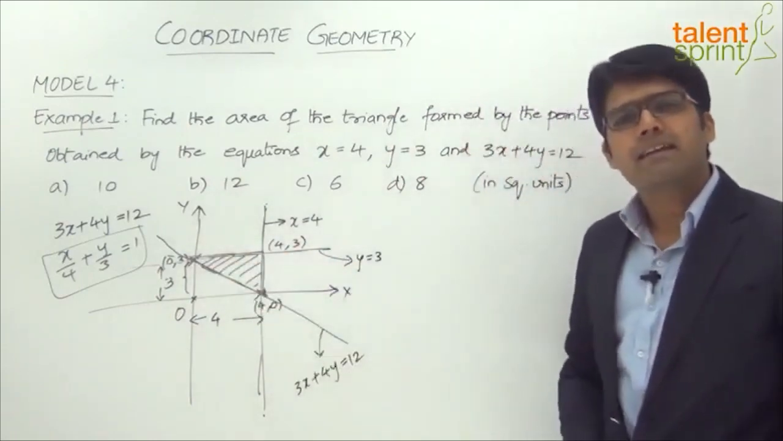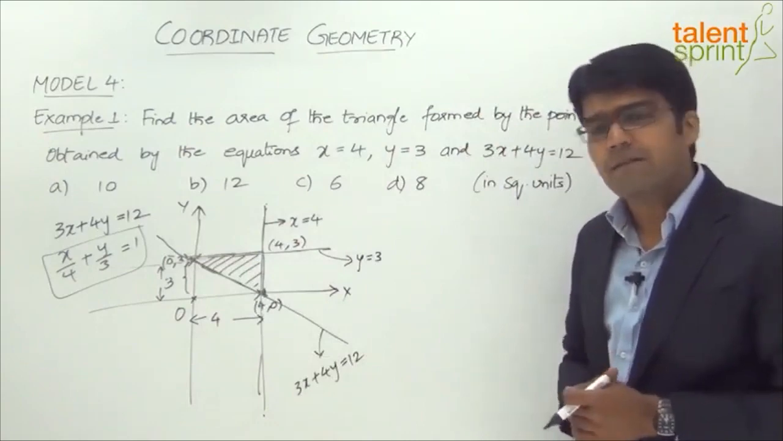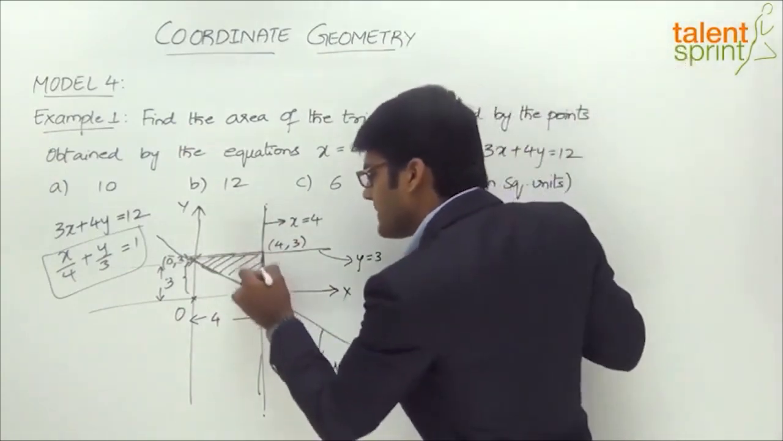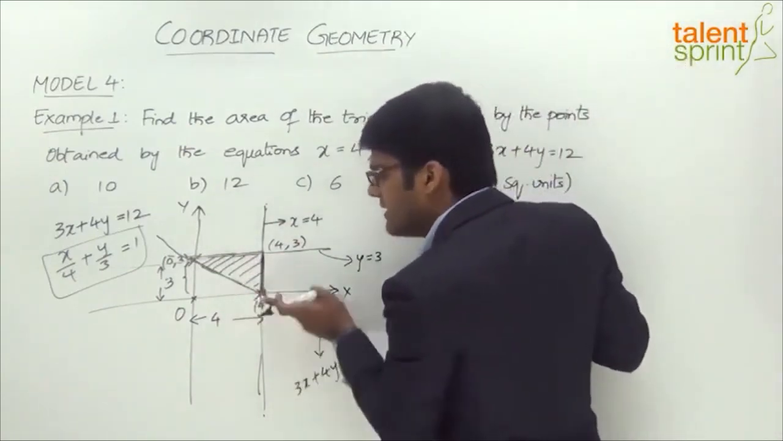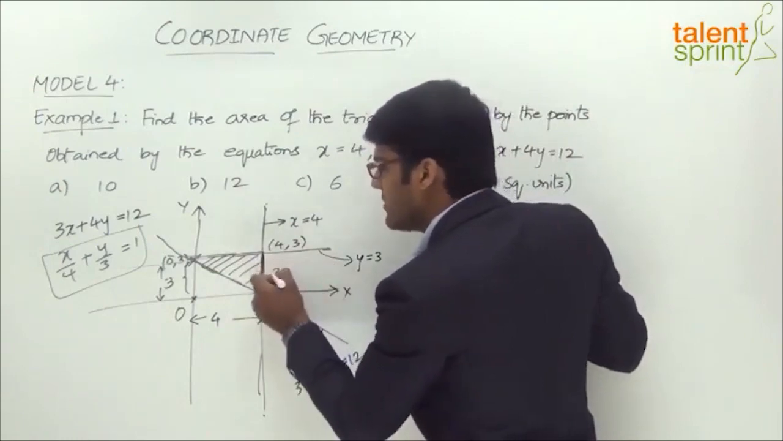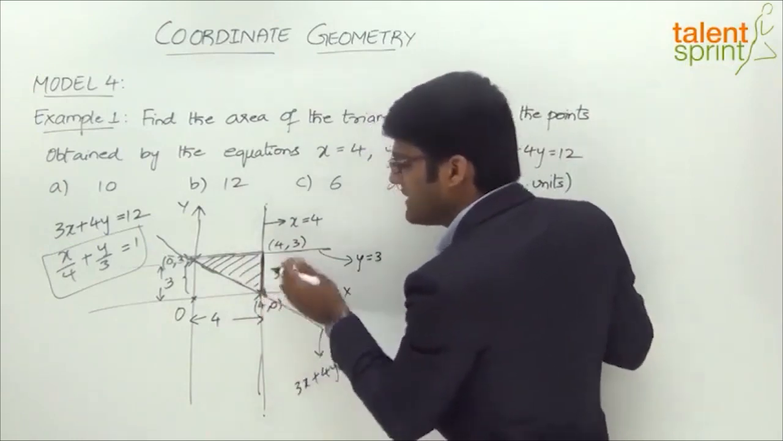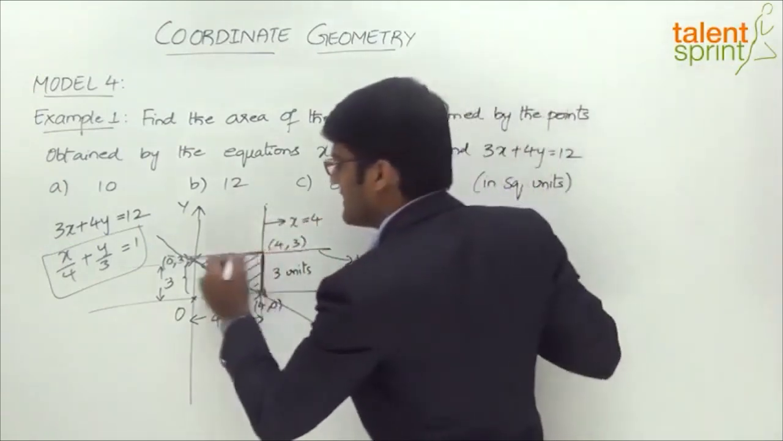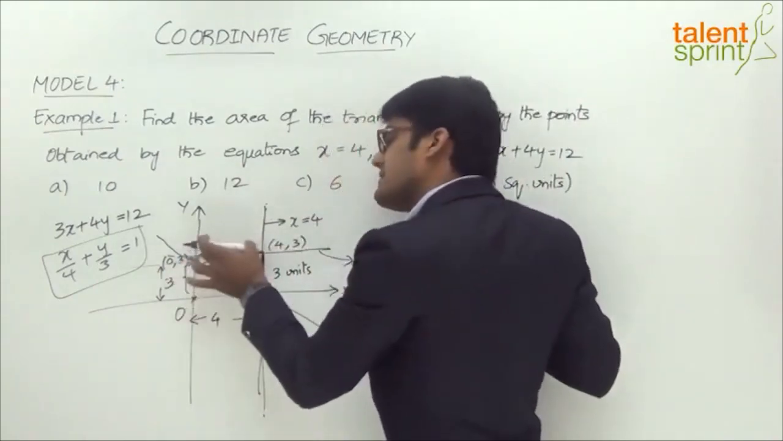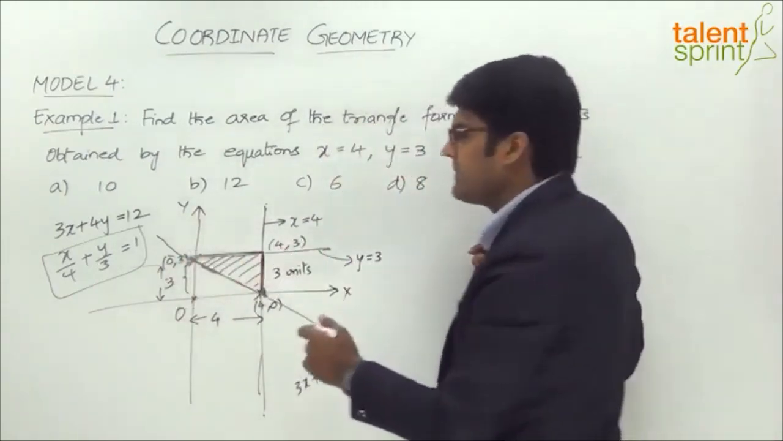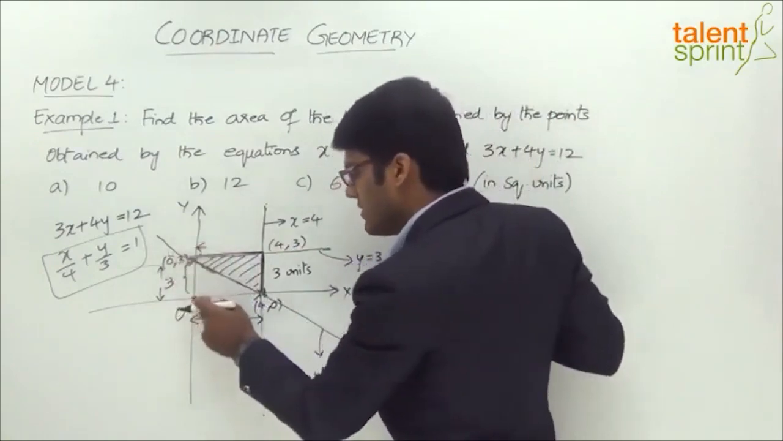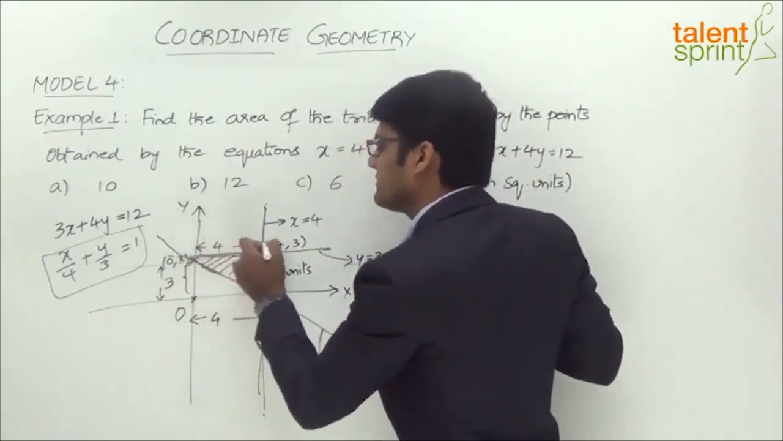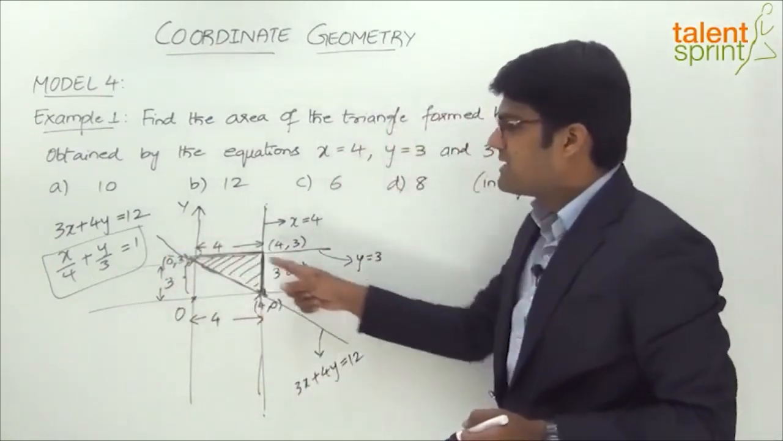How do we get the area of a right angle triangle? Half into base into height. Let's take this as the base. So what is this length? From 0 to 3, 3 units. If this is the base, what is the height? This is the height, let's say. Or we can consider this as the base and this as the height. Nothing wrong with that. So what is this distance now? From 0 it is 4. So 3 units and 4 units.